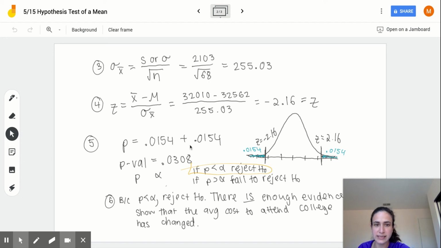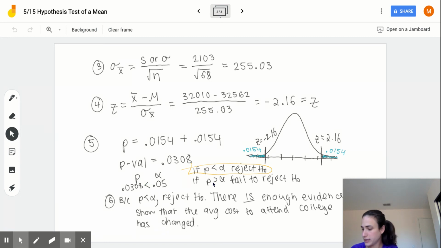Okay, so once I did that, I got 0.0308, and then I need to compare my p-value to my alpha. So what I'm doing is looking at p, looking at alpha. Our alpha, it didn't state what alpha was in the problem. If it ever doesn't state it, always use 0.05. That's just a statistical rule. And here we've got 0.0308. It appears that p is less than alpha. 3 cents is less than 5 cents.